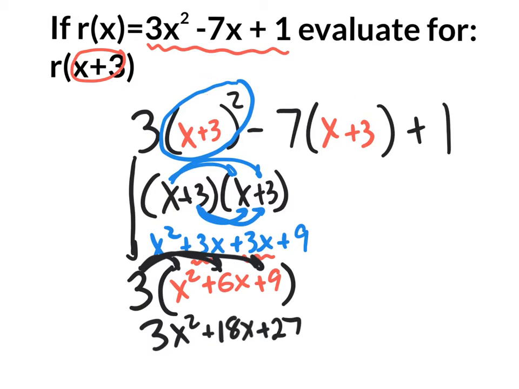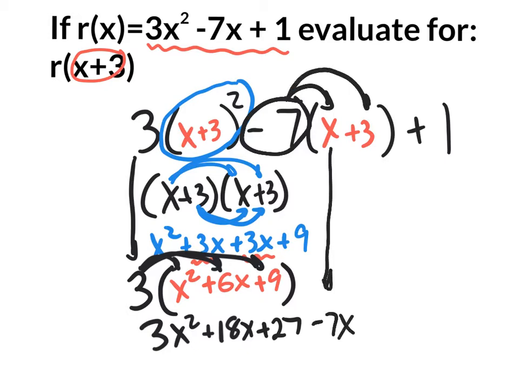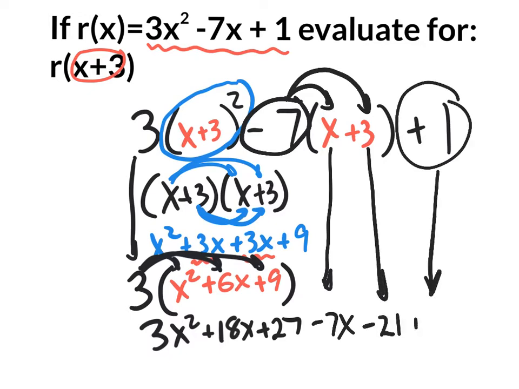The second part is to distribute the negative 7 into that binomial. So let's take this negative 7 and distribute it. Negative 7 times x, I'm going to write my answer way down here, negative 7x. Negative 7 times 3, write my answer way down here, negative 21. What about this plus 1? Just bring it down, put the plus 1 at the very end. So I've distributed. Now I need to, at the very end, add and subtract, which is combining like terms.